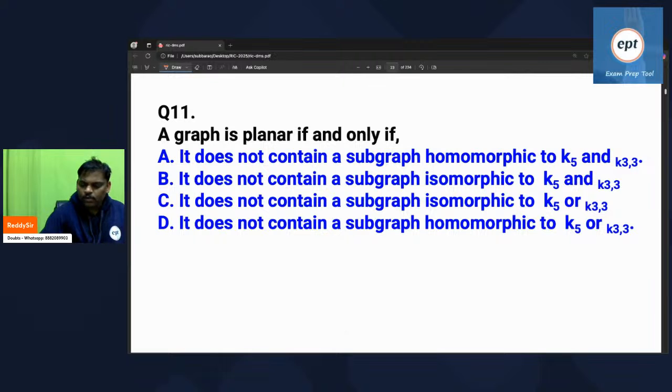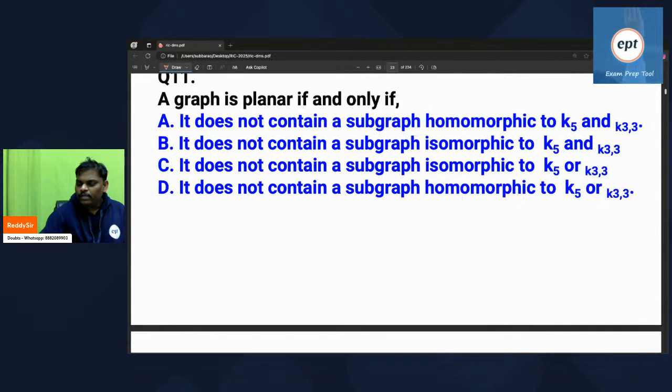Remember, it is not isomorphic, it is homomorphic. Isomorphic means exactly the same. If I want to say this graph is planar, in this graph I don't want to see any subgraph which is homomorphic to K5 or K33. I don't want to see any subgraph which is K5 or K33.